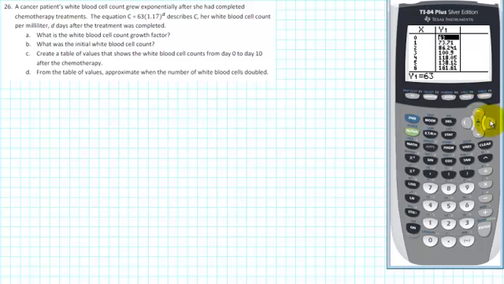And then look at the values in the Y column. We can see that initially the blood cell count was 63 cells per milliliter. It then increased to approximately 73.7 cells per milliliter, and then 86.2 cells per milliliter, and so on. Using these values, go ahead and create your table for part C.